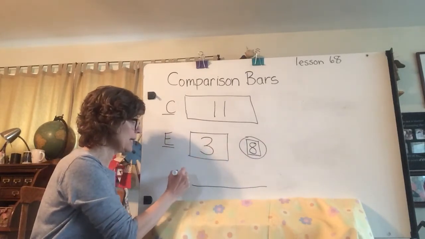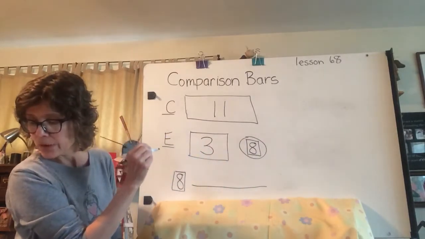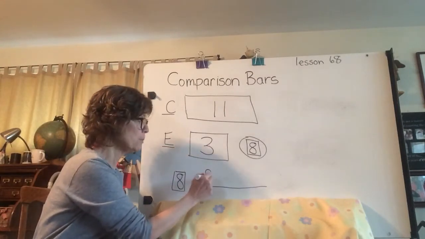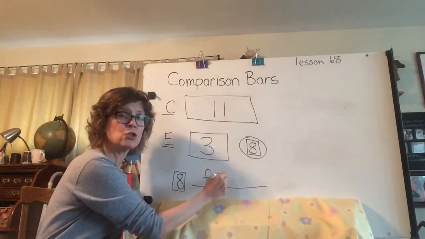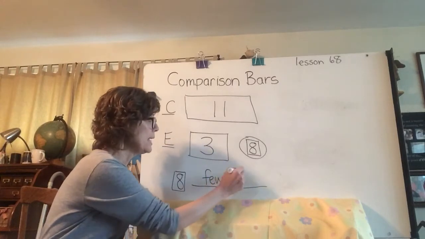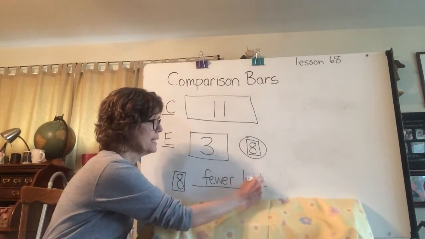So in the unknown box, I'm going to put 8. I'm going to put fewer. And again, it's important to add that fewer. You just can't say kittens. 8 fewer kittens.